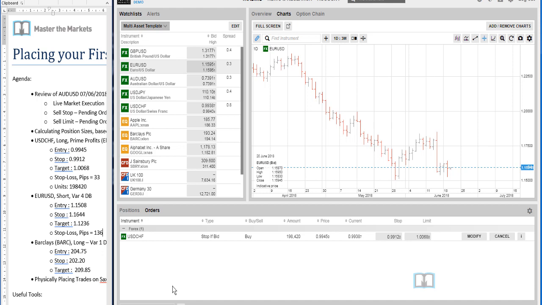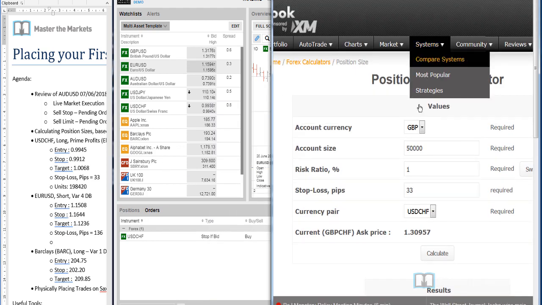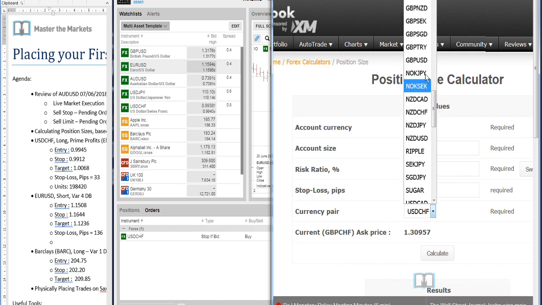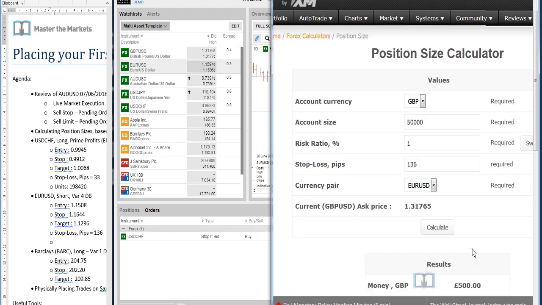To answer that question, I need to go across to our calculator. So let's go ahead and bring up the calculator. There it is. Let's go ahead and key in the details. It's a 50,000 pound trading account at 1% risk. The stop loss in pips, 136. The currency I'm trading, Euro US dollar. So let's go ahead and find that. Click onto it and calculate.